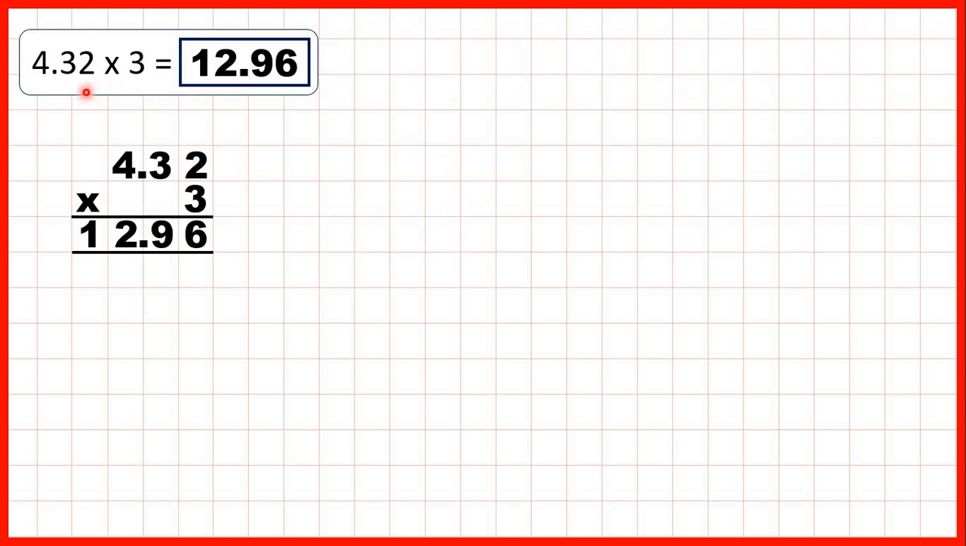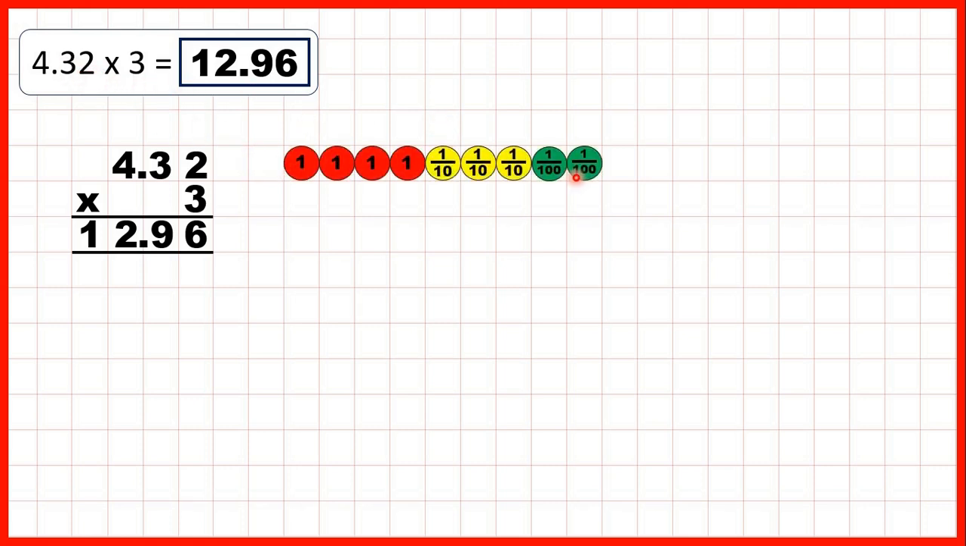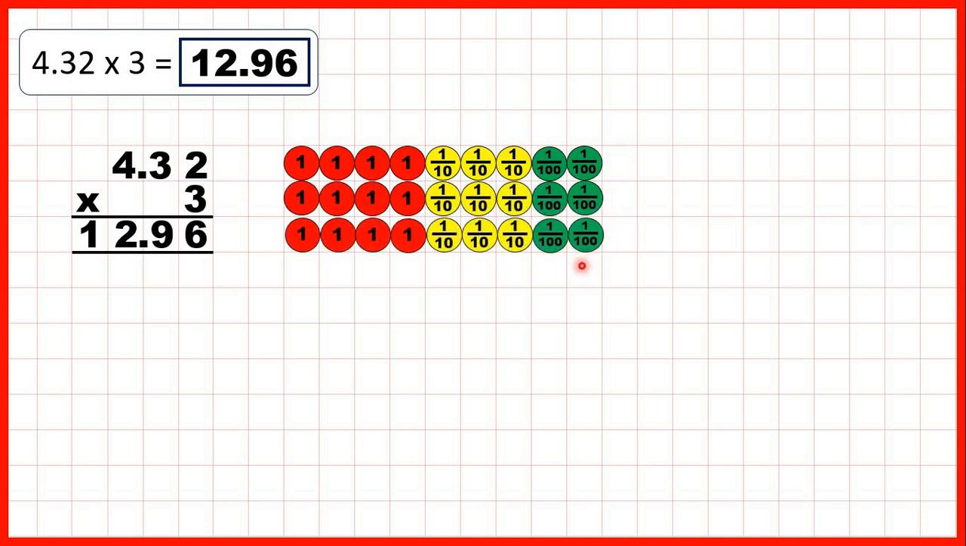Let's take another look at this first question. We had 4.32, so that's 4 ones, 3 tenths, and 2 hundredths. We were multiplying by 3, so we can show 4.32 3 times. You can see that we now have 6 hundredths, 9 tenths, and 12 ones, which is the same as 1/10 and 2 ones. So that's why we get 12.96 as our answer.